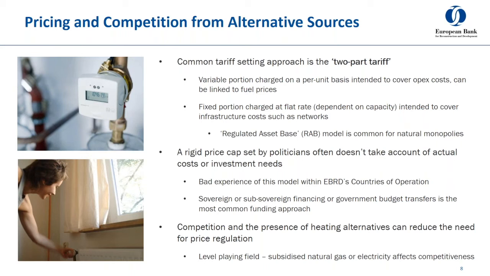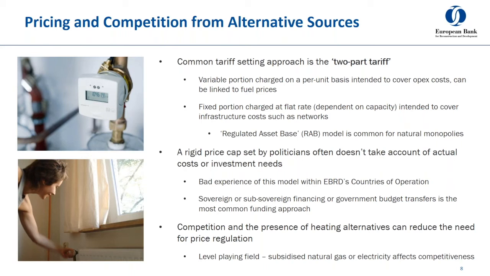A relatively straightforward approach is the two-part tariff. Very well understood. There's a variable part, which is based on consumption, and a fixed part, which is a flat rate. The fixed portion is relatively straightforward. It applies primarily to infrastructure such as the network, what we call natural monopoly assets, much like in the electricity sector, gas sector, and water sector, network infrastructure there.